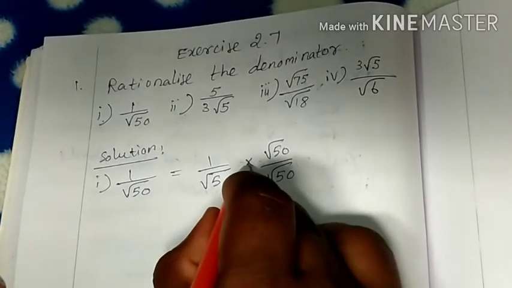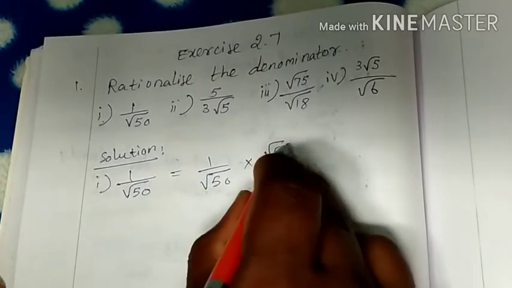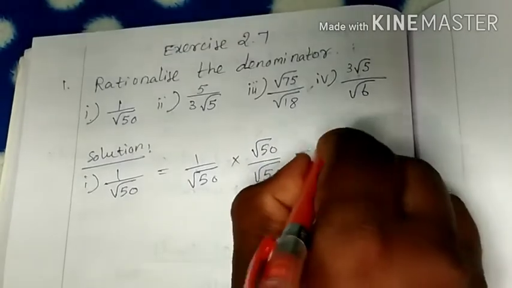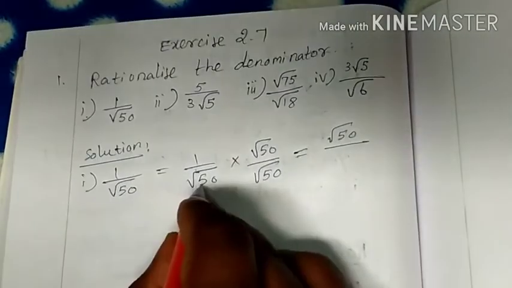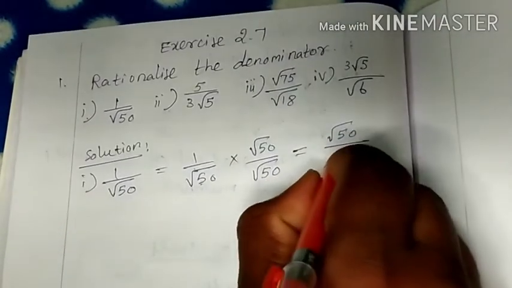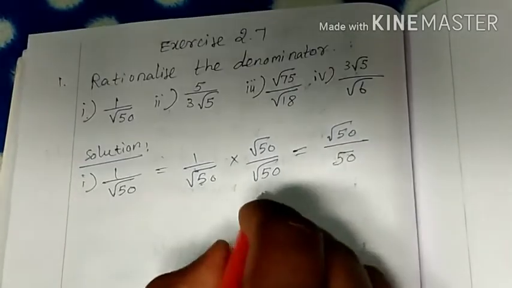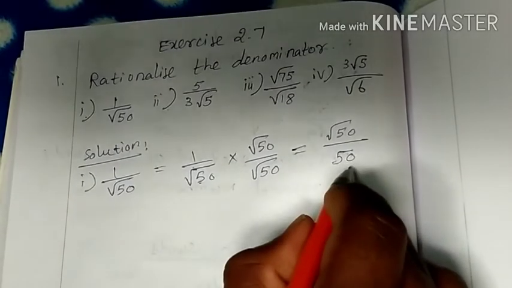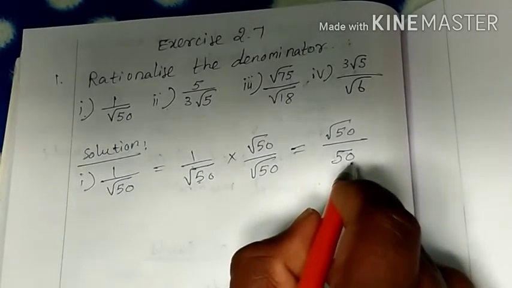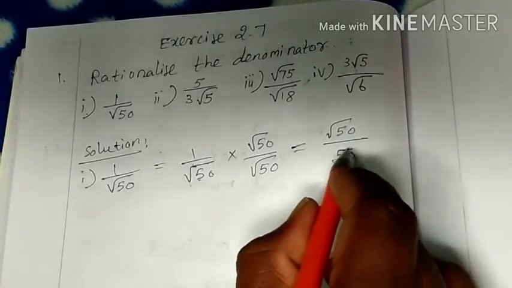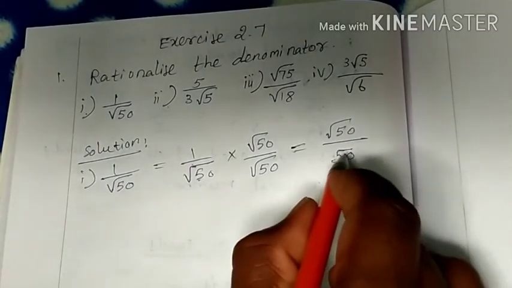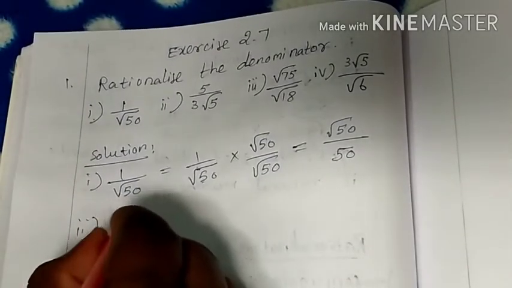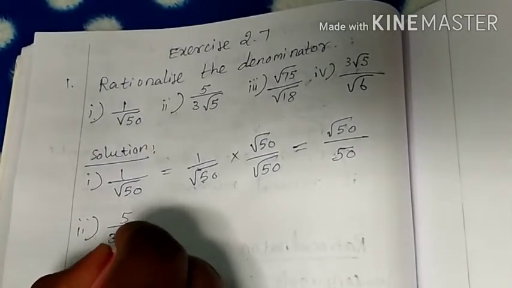So multiply and divide by the same number, the denominator number, which is equal to 1 into root 50 divided by root 50 into root 50, so 50, because the roots cancelled. So we get the root of 50 into 50, which is 50. That's all the answer. So the denominator is rationalized because this is a rational number. That's all.